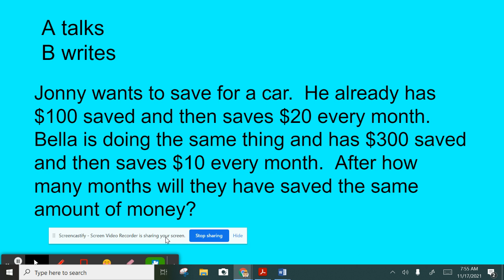All right, for this one, Johnny wants to save for a car. He already has $100 saved and then saves $20 every month. Bella is doing the same thing and has $300 saved and saves $10 every month. How many months will they have the same amount of money? You guys try this one on your own.